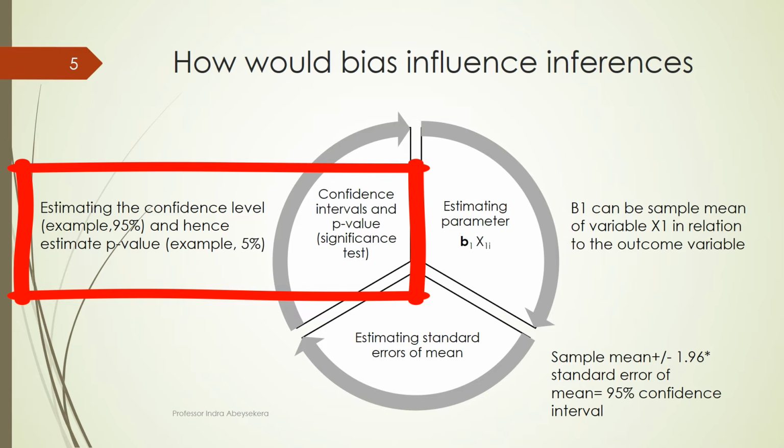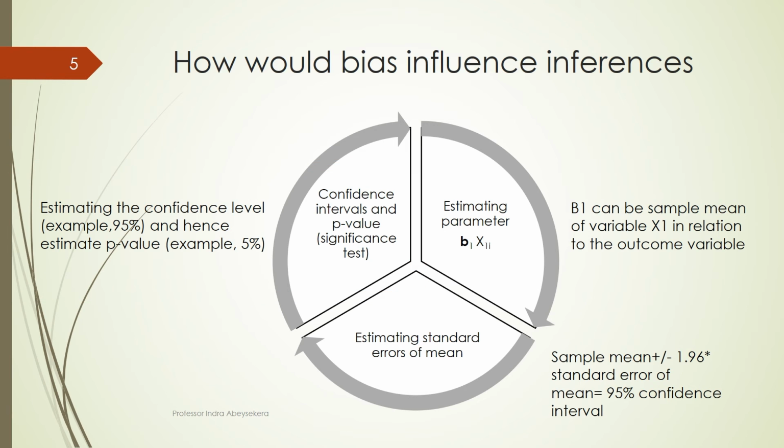For us to make our inferences about whether the sample mean lies within the population or outside the population, at the 5% significance level, or with 95% confidence level, these assumptions should be met.